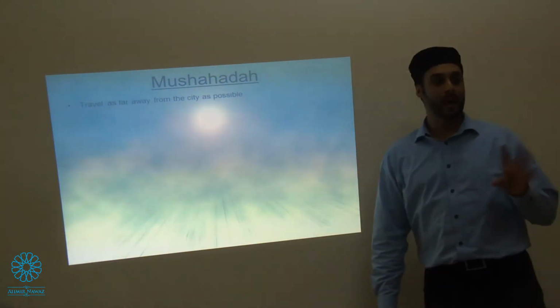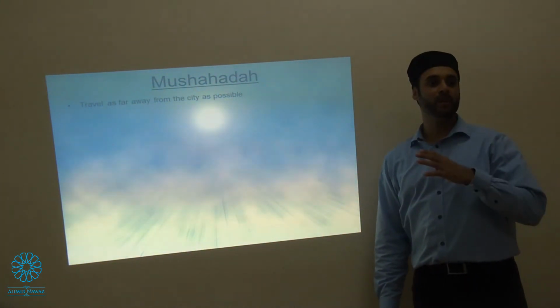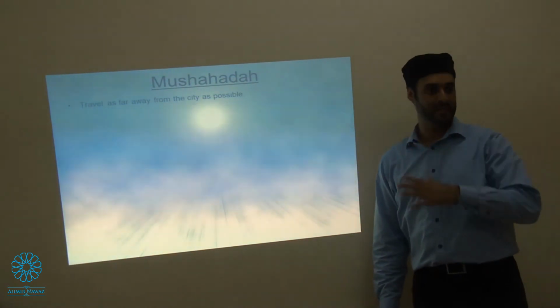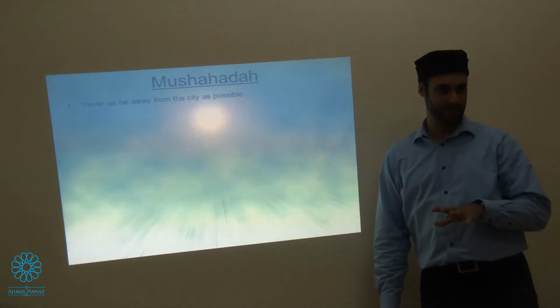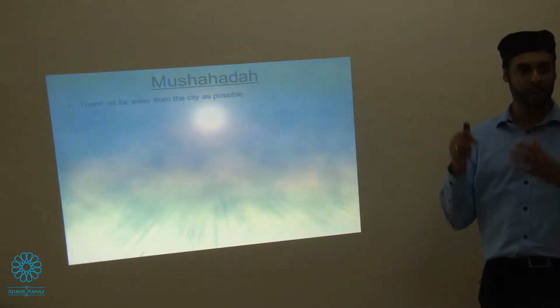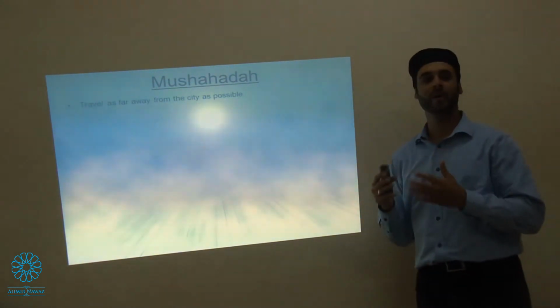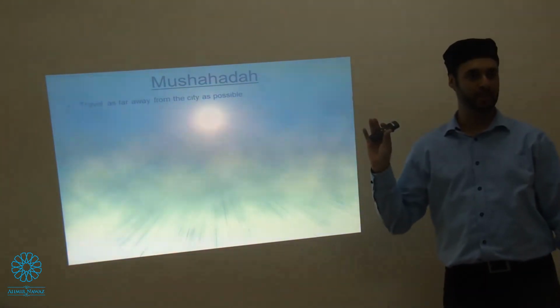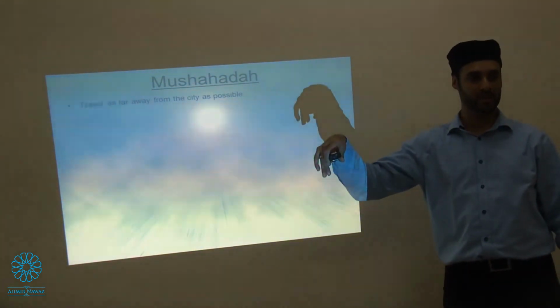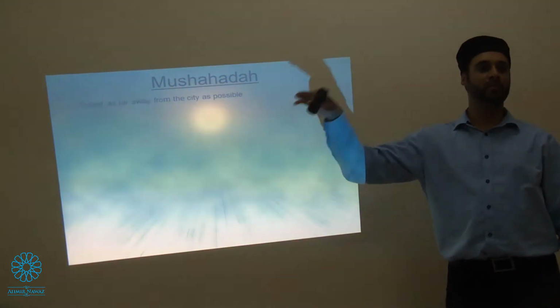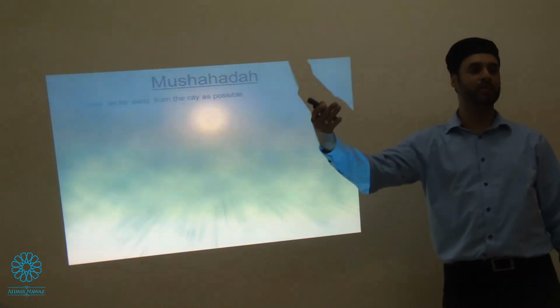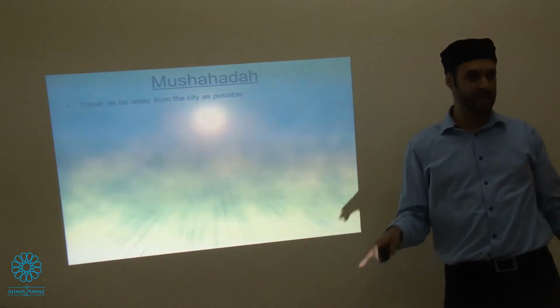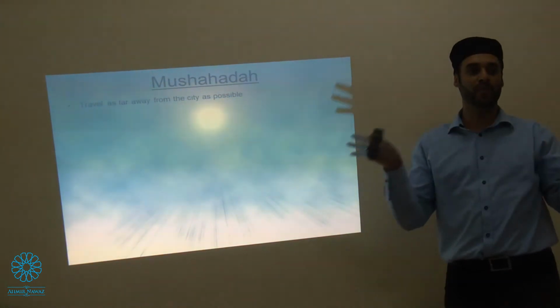Okay, so now we know what objects we can mistake for Subh Sadiq. So once we know what they are, we know how to avoid them. So how are we going to go about actually doing mushahada? Well, travel as far away from the city as possible. Ideally, travel to the coast, right? Or travel 20, 30 miles outside of a city in all directions. So you're in a total dark field somewhere.